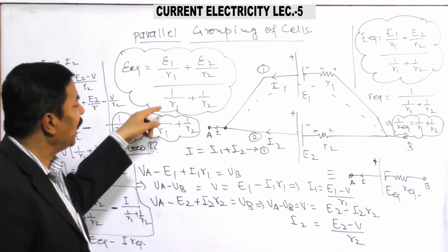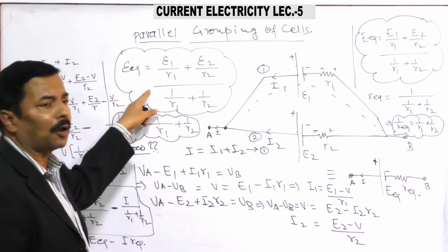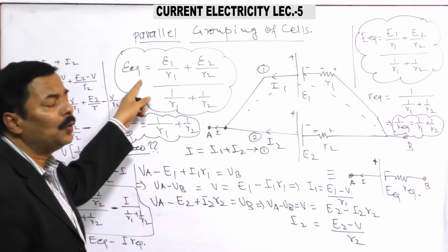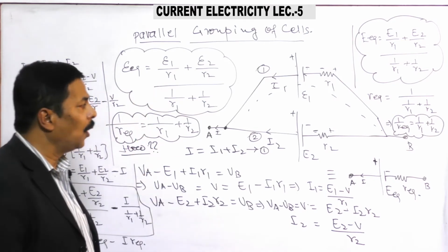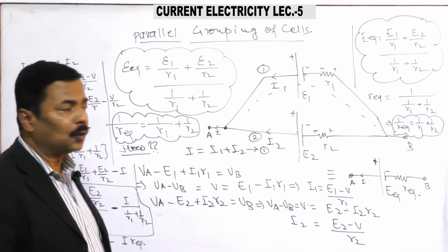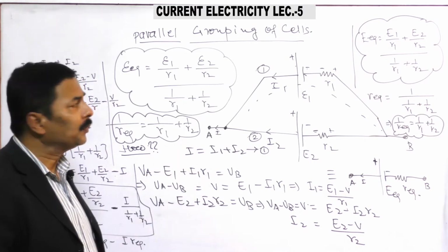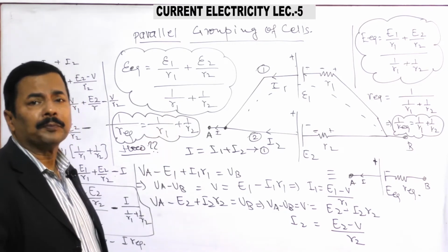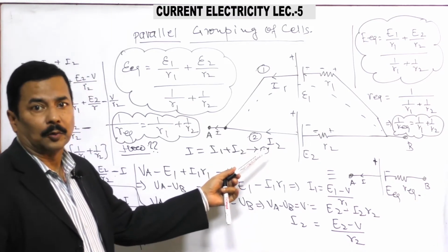Directly remember this, and I have given this proof, sir, for your confidence and so that you should feel this formula, how E equivalent is this and how R equivalent is this. So I hope that with this series and parallel combination of cells you have understood it, and it will be very useful if you use the formula directly while solving questions. It will remove the complexity of Kirchhoff's law, though I have used Kirchhoff's law here also.